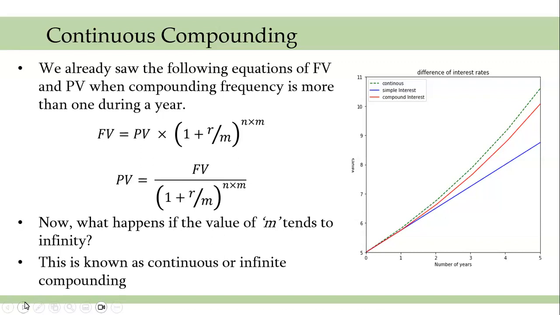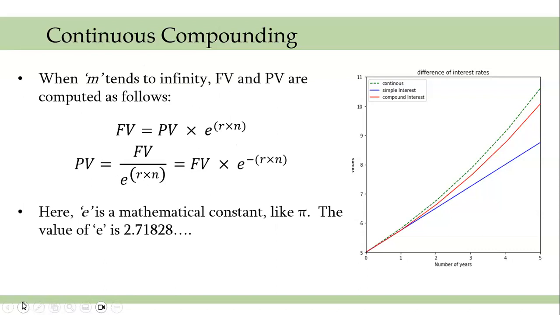Now my question is, what happens when the value of m tends to infinity? That means the number of compoundings in a year becomes infinite. So you are almost continuously applying the compounding effect. This is called continuous or infinite compounding in finance.